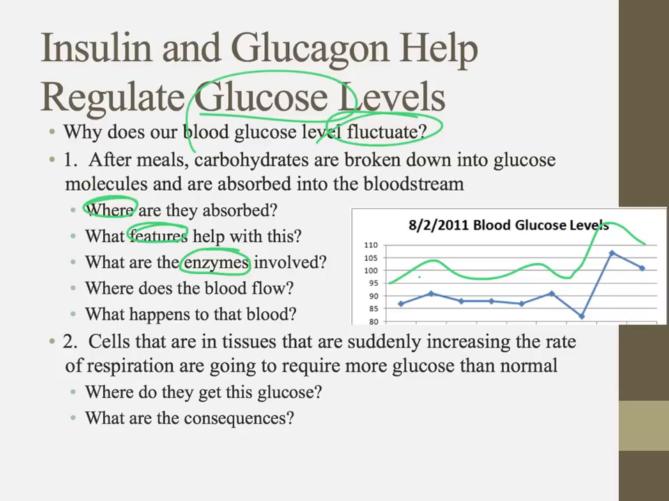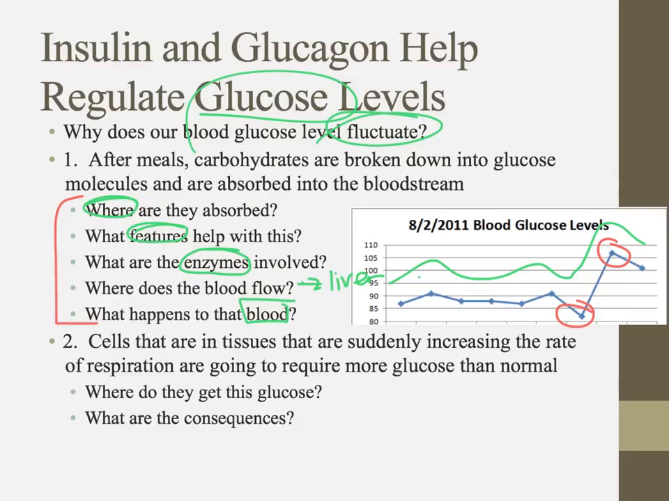From the small intestine, that blood is going to flow to the liver, and then that blood is regulated by the liver. If that blood contains really low amounts of glucose, the liver needs to put some glucose into that blood. If the blood contains way too much glucose, the liver needs to take some out. We've already talked about that previously with the liver.